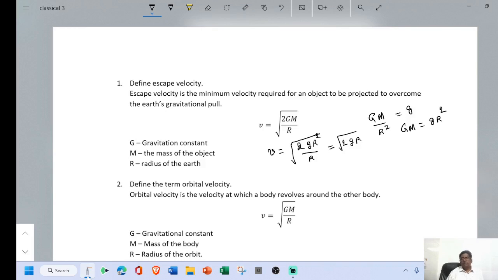Usually the escape velocity of the body to overcome the gravitational pull of the Earth is 11.2 kilometer per second. This is the escape velocity of a body.